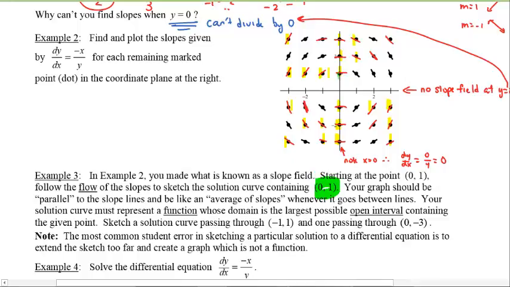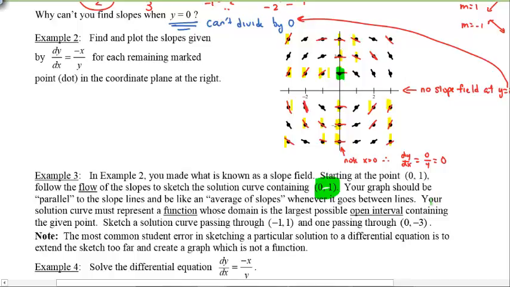Well, where is (0, 1)? That seems to be right here, this point. So I want you to follow the flow of these and try to sketch the curve. It says your graph should be parallel to the slope lines and be like an average of the slopes whenever it goes between the lines.